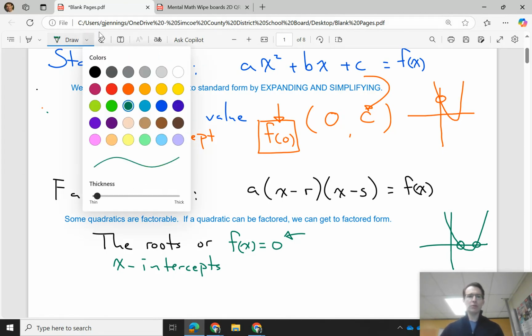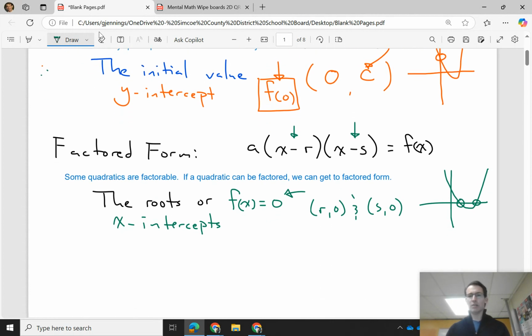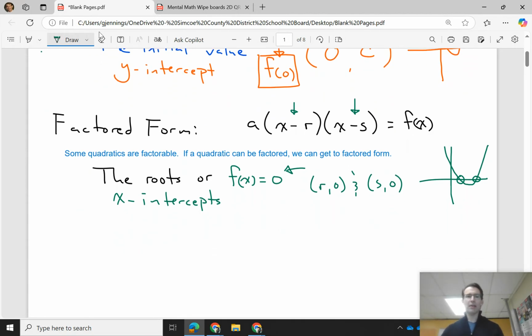So the two roots in factored form are given by r, 0 and s, 0. So you notice that these are negative, meaning they're sign flippers. So you take the r out, you make sure that sign gets flipped. r, 0 and s, 0 correspond to the values of the roots. Very nice, very good. Okay.